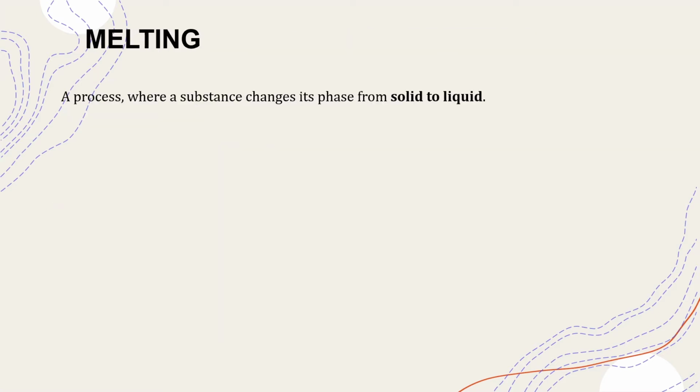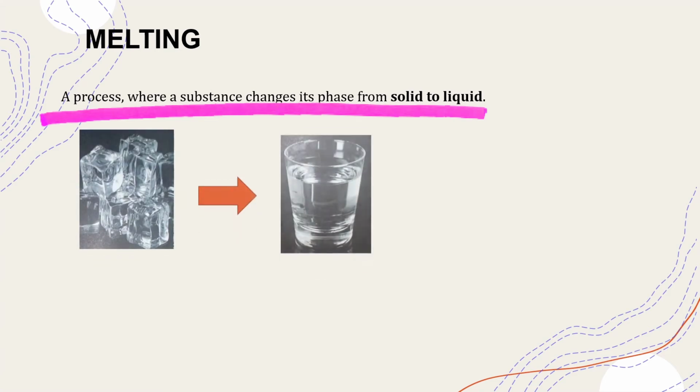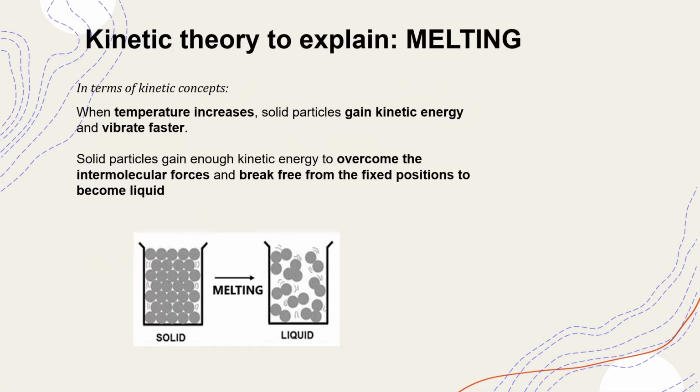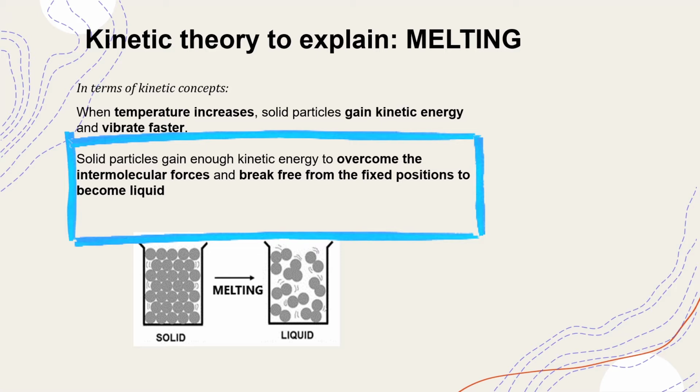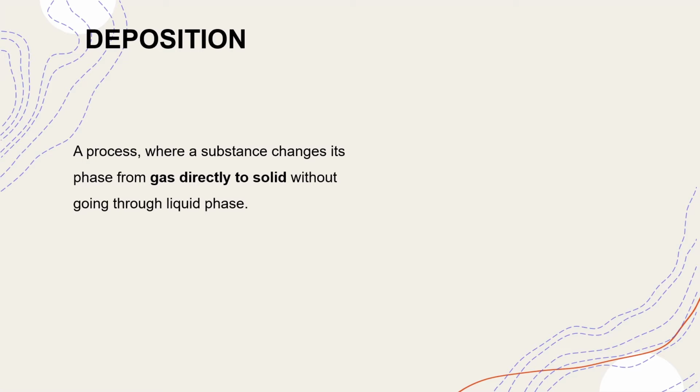What is melting? Melting is a process where a substance changes its phase from solid to liquid. In terms of kinetic concepts, during melting, temperature increases. This causes the solid particles to gain kinetic energy and vibrate faster. Solid particles then gain enough kinetic energy to overcome the intermolecular forces between them and break free from the fixed positions to become liquid.